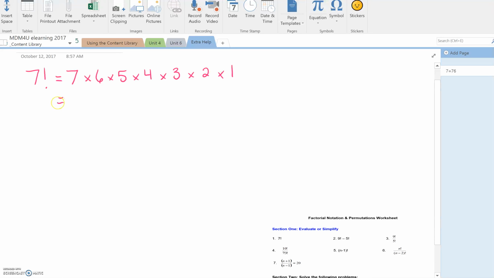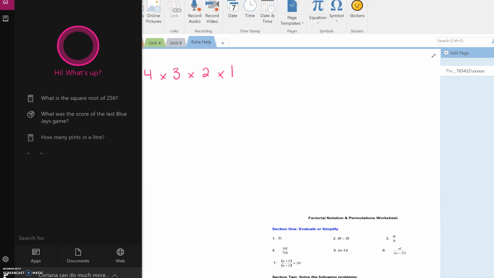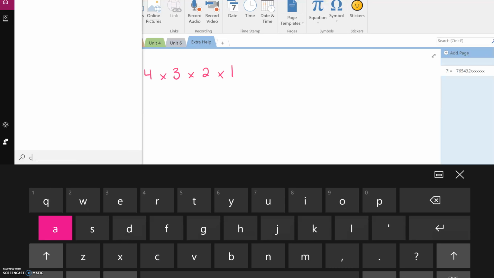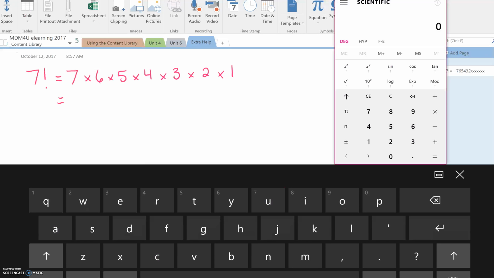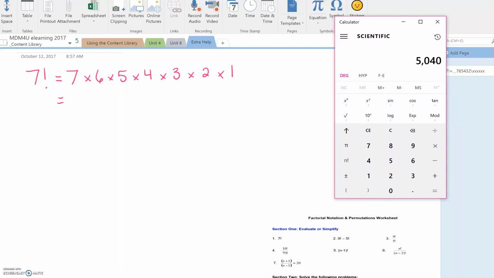So you just do that. You just grab your calculator and you type in 7 times 6 times 5, and you just basically type it in. Okay. And that gives you 5,040.